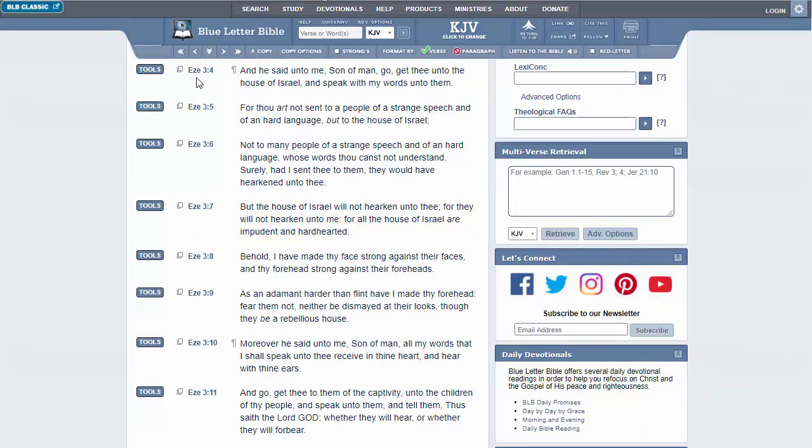And this is Ezekiel 3 and 4. And he said unto me, Son of man, go get thee unto the house of Israel, and speak with my words unto them. For thou art not sent to a people of a strange speech and of a hard language, but to the house of Israel. Not to many people of a strange speech and of a hard language, because these other languages that stem out of the Hebrew are harder languages to be understood and to be broken down, because they have many more components to them.